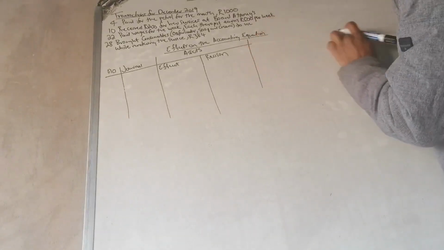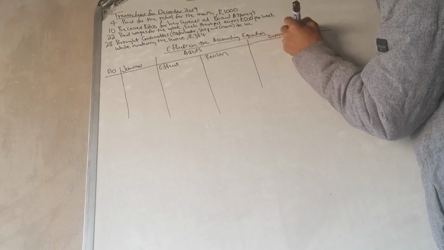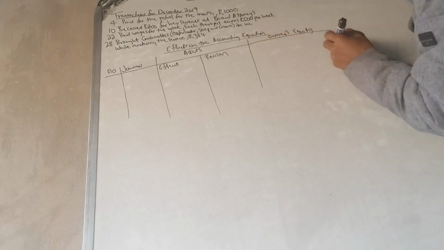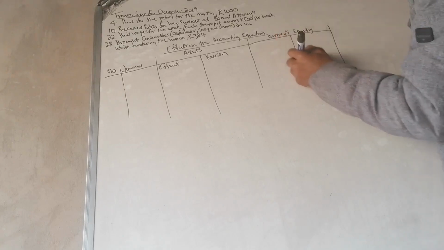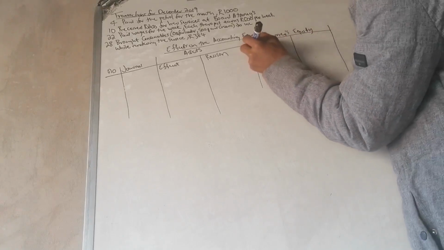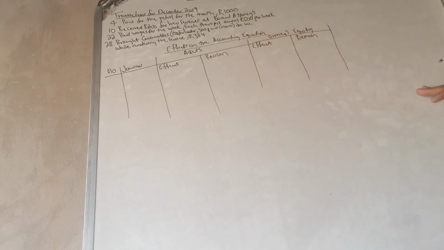Okay, and then you will have your owner's equity. This is how the accounting equation table is formed for grade 8. And then under owner's equity also you will have the effect, and you will also have the reason. Okay, this is fine. And then from there, everything seems to be working just fine.